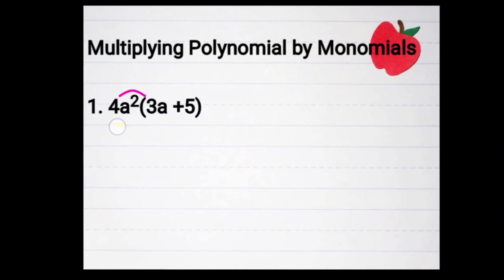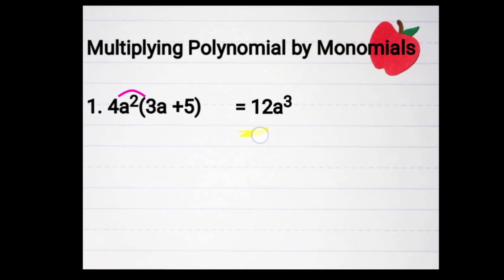So 4 times 3 is 12. Then a squared times a is a cubed. Why? Because you have to add the exponent. So 2 plus 1 is 3. That's why we have a cubed. So we will be having 12a cubed. Again, 4 times 3 is 12, then copy the base a, then add the exponent of a, 2 plus 1 is 3. Okay, 12a cubed.